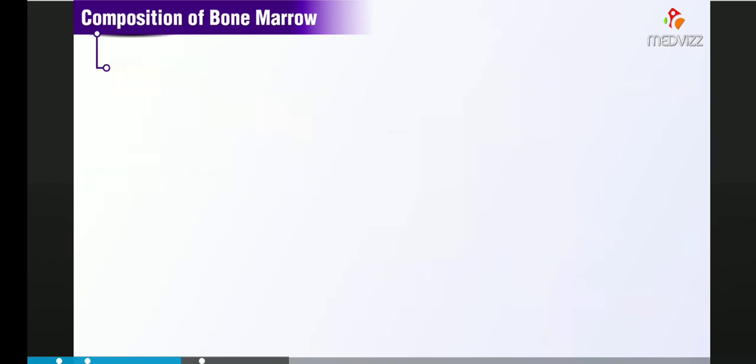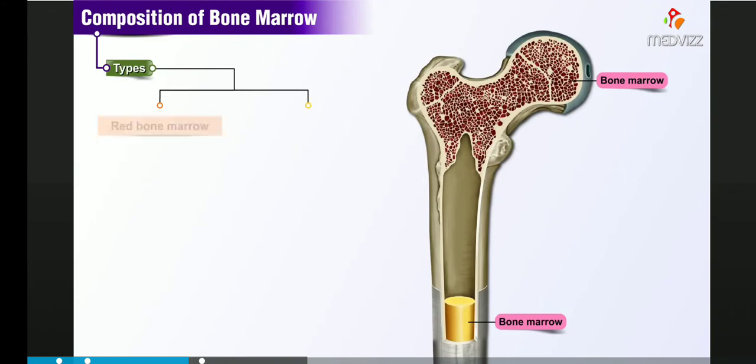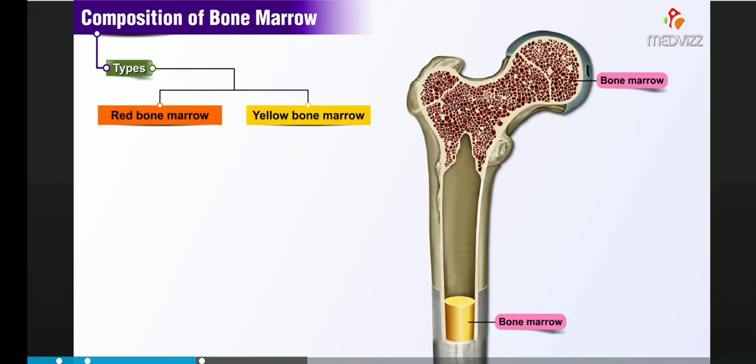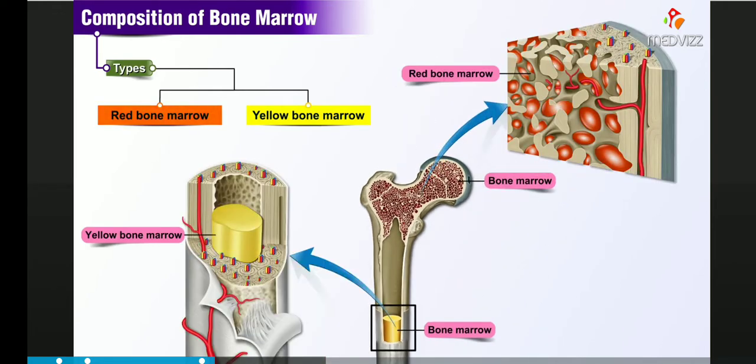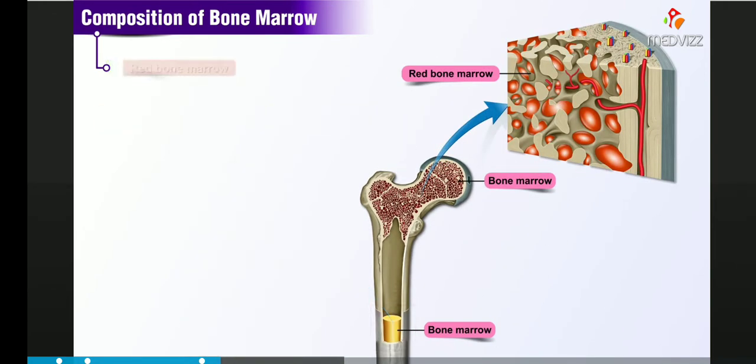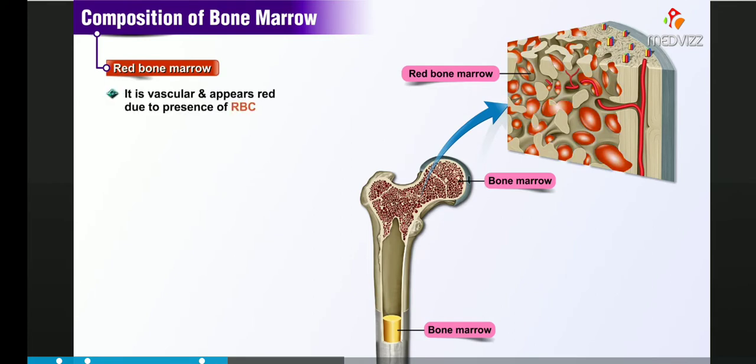The types of bone marrow. Two types of bone marrow are described according to their appearance on gross examination: the red bone marrow and the yellow bone marrow. Red bone marrow. It is vascular and appears red in color due to the presence of red blood cells.